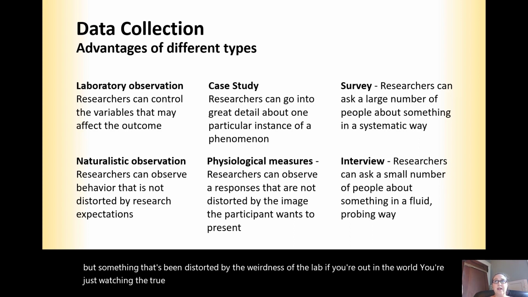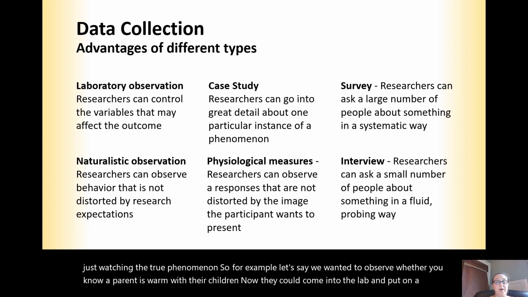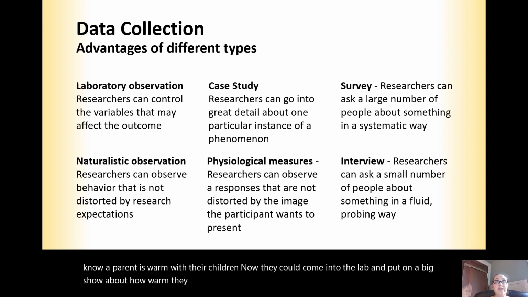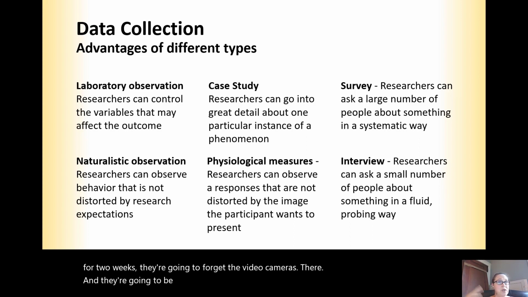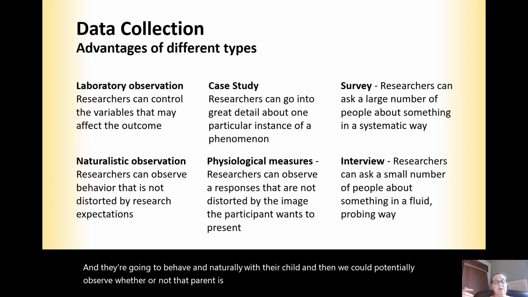So for example, let's say we wanted to observe whether a parent is warm with their children. Now, they could come into the lab and put on a big show about how warm they are. But if we put a video camera in their house and let it run for 2 weeks, they're going to forget the camera's there, and they're going to behave naturally with their child. And then we could potentially observe whether or not that parent is really warm with their children.